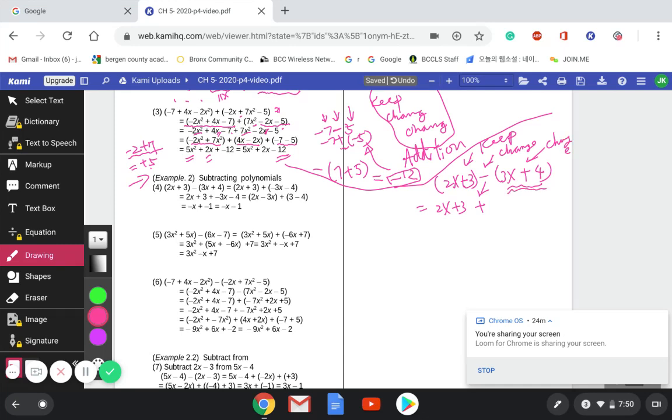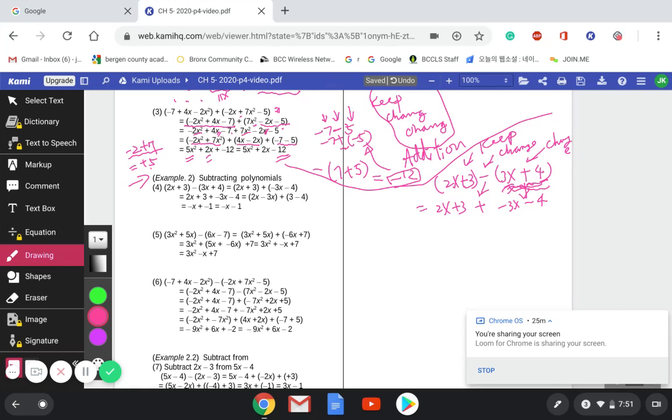And then you have to change the second term. 3x becomes negative 3x, plus 4 becomes minus 4. That's what you change. So if you have a positive sign alone, like 3x, it becomes negative 3x. Operator plus becomes minus, and 4. Okay. So you keep, change. So you only change this and this.